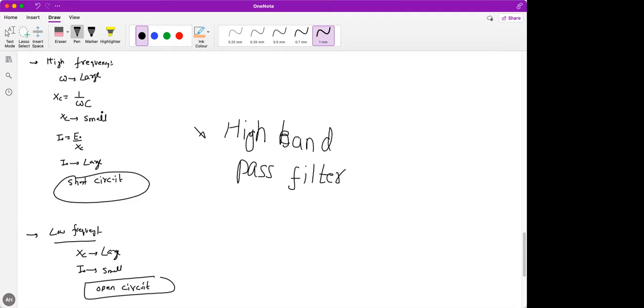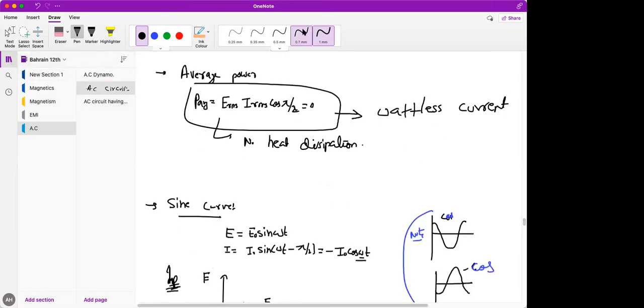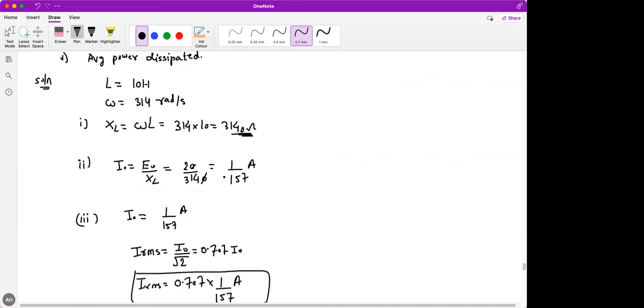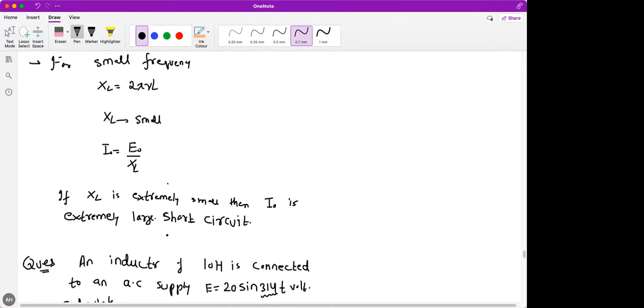And inductor was a low band pass filter. You can note that thing in the notes of inductor. Inductor was low band pass filter. Sir, how is it allowing low frequency to pass through it? For small frequency, it was acting as a short circuit. So you can say that it was a low band pass filter. We use these terms when we study communication, but you should remember these things.